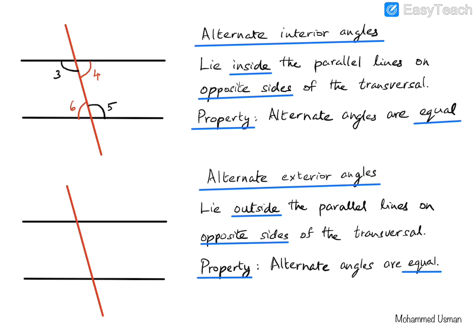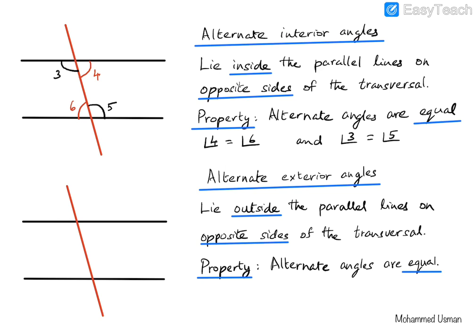And what is the property about alternate interior angles? The property is that alternate angles are equal. So that means angle 4 and angle 6 will be the same, angle 3 and angle 5 will be the same. So angle 4 will be equal to angle 6 and angle 3 will be equal to angle 5. So alternate angles are equal.